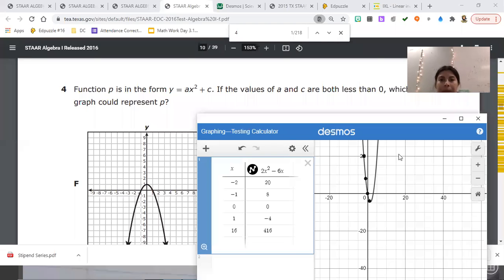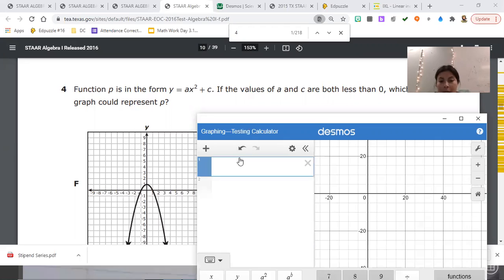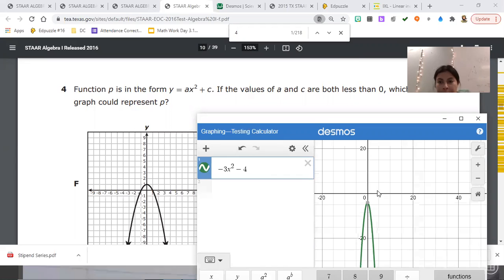Okay, so let's practice. For this one, they're asking you to change the a and the c to be something less than 0. So I'm going to say, okay, well, what's less than 0? -3 is less than 0. x squared minus 4, and I'm going to see which graph matches the one I have.